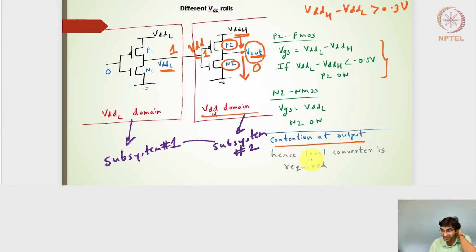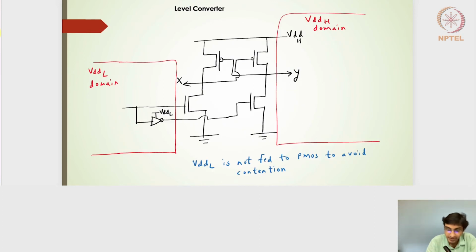Hence a level converter is required to ensure that when it is passing this logic level 1 from the Vdd-L domain, the next one sees it as a Vdd-H logic. So this Vdd-L should be converted to Vdd-H when it comes into the input of the circuit in the Vdd-H domain. All right, hope this is clear.